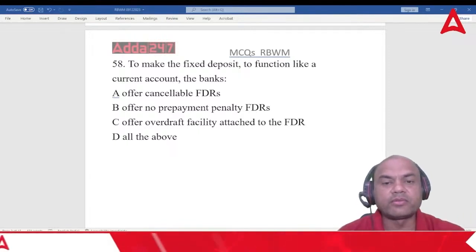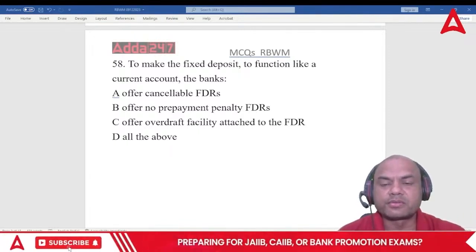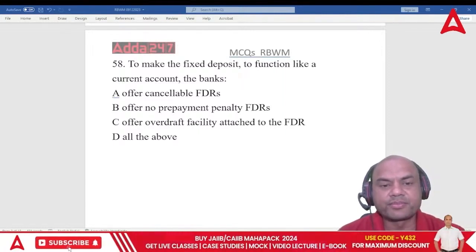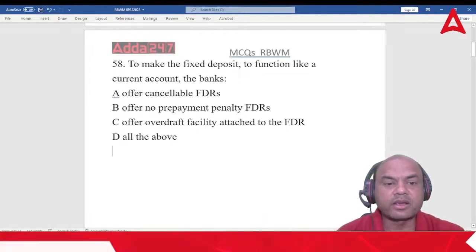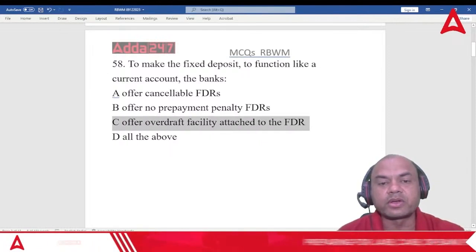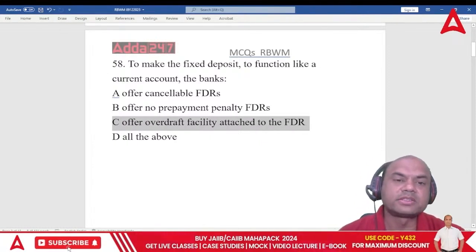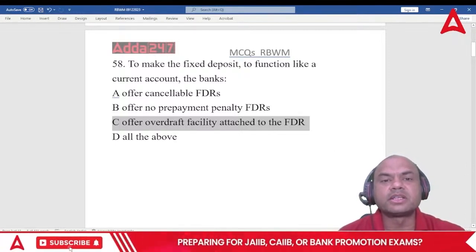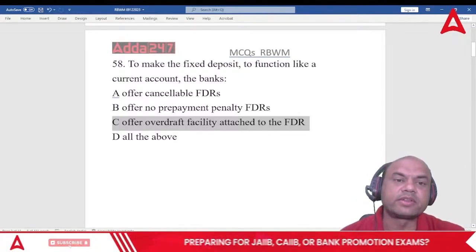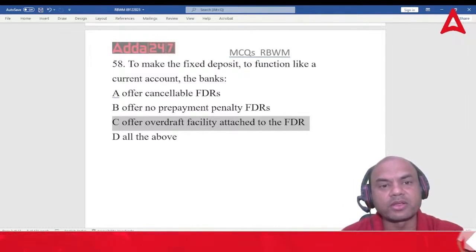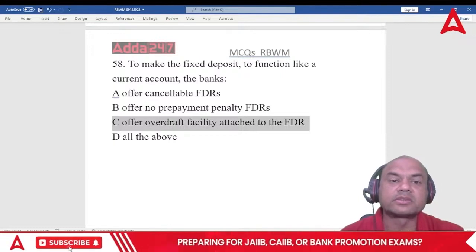How can an FD function like the current account? The answer is to offer overdraft facility on the FDR. What is an OD? FDOD, what is that? In FDOD, a typical amount, generally 80 to 90% is given on that FD as an OD. We open a separate OD account and then give it, and that customer makes the transactions on that.